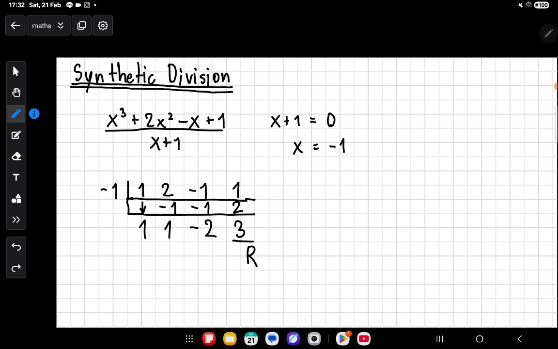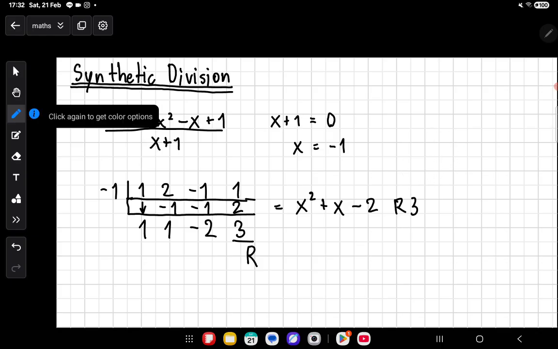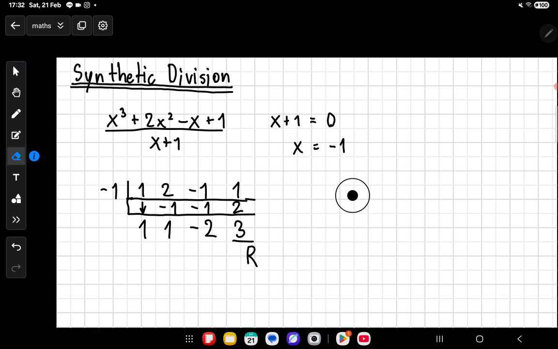So now, since this was x cubed, but our remainder is here, it means the degree has dropped by 1. So we will get x squared plus x minus 2 with the remainder of 3. As we have denoted that remainders will be denoted as this, yes. And that is basically how you do synthetic division.